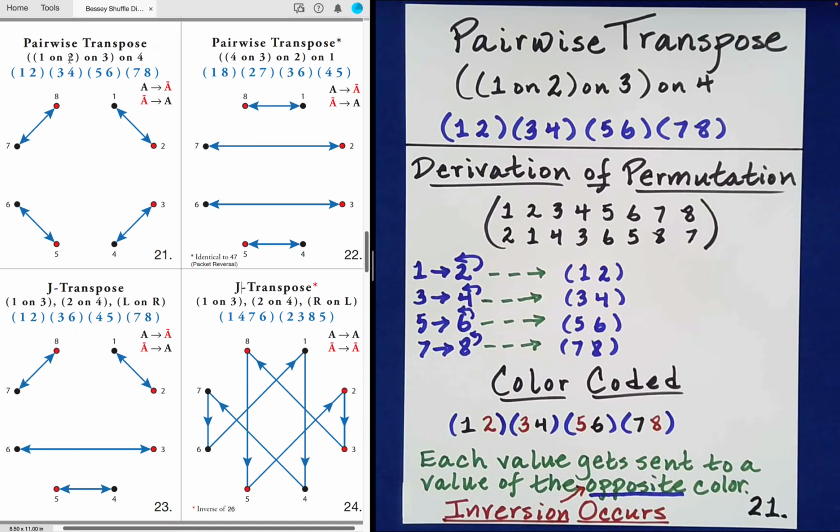Now, at the end of this video, I will show you an application that involves all 4 of the shuffles that we are talking about today. But before we do that, let's go on to our second shuffle.